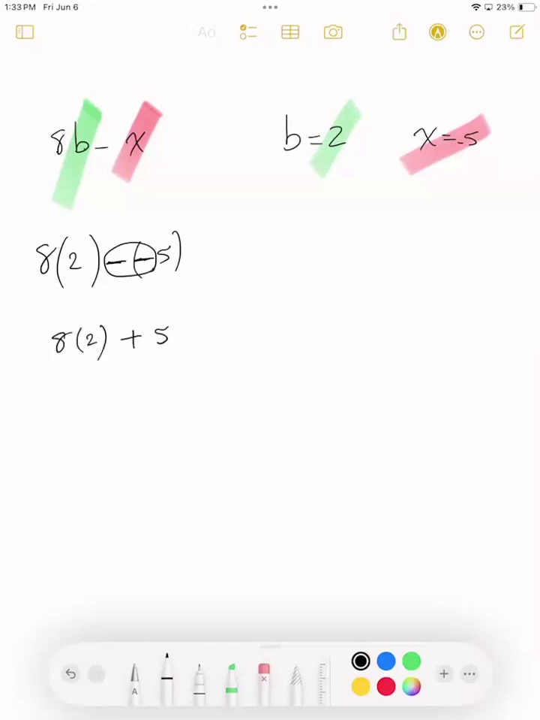You have to remember to do the multiplication first. Don't add. You have to multiply first according to PEMDAS. 8 times 2 is 16. 16 and 5 is 21, sorry. So we get 21.